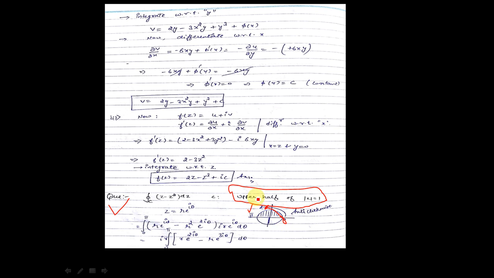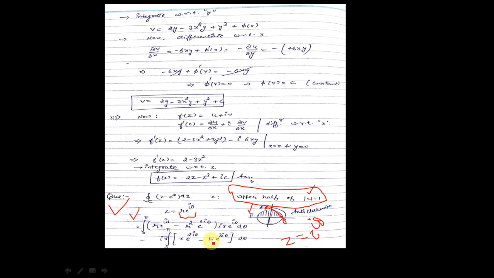Here mod z equals 1, which implies that the radius of the circle is 1 unit. So z equals e raised to the power i theta. Just replace z by e raised to the power i theta and take the simple derivative, then do the simple integration. After doing it you get 2 by 3.